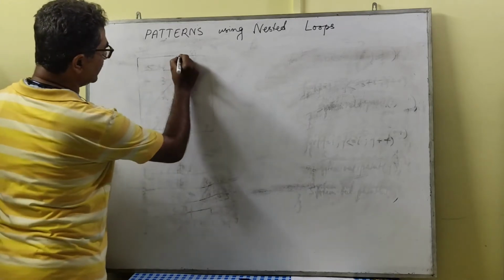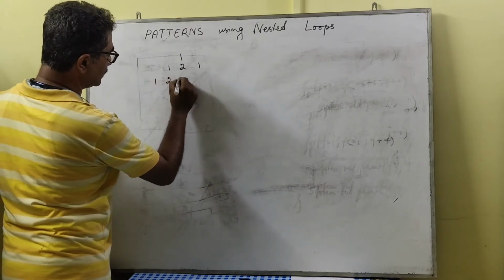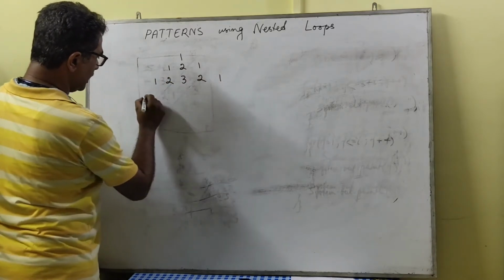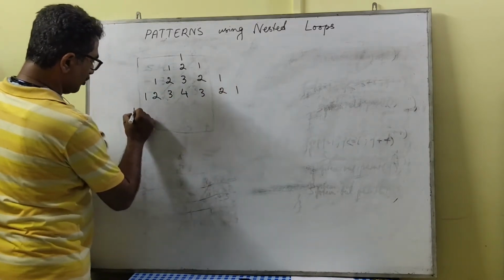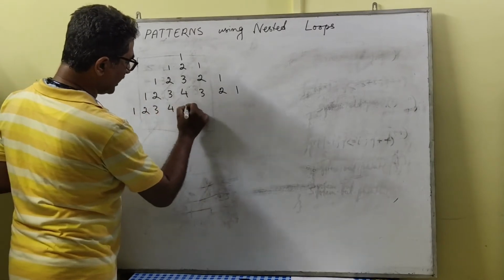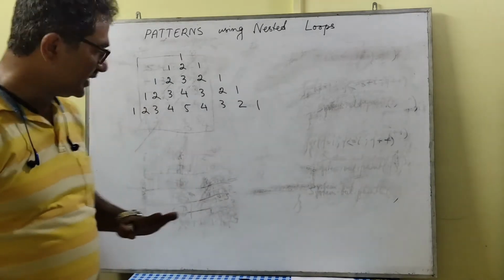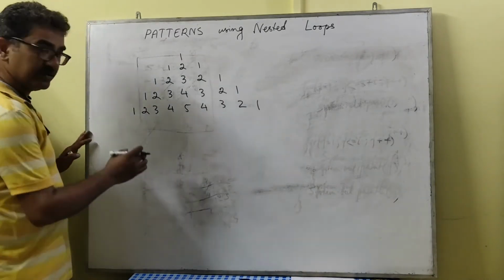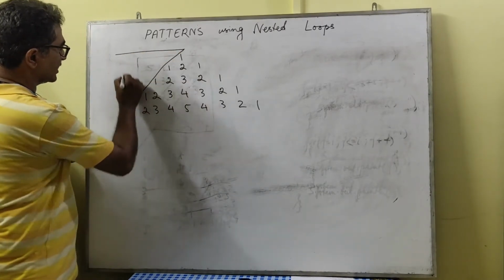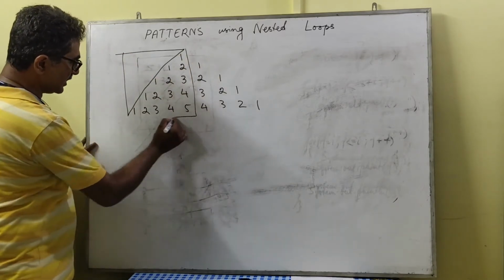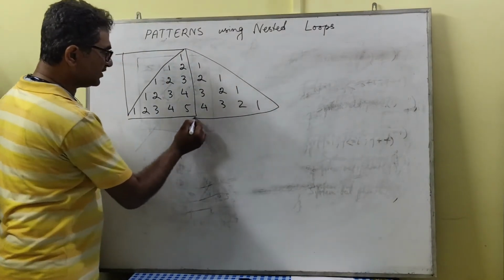Okay, let me take a pyramid pattern of this shape with these values: 1, 2 1 1, 2 3 2 1 1, 2 3 4 3 2 1 1, 2 3 4 5 4 3 2 1. Now if you look at this, basically this consists of 3 patterns. You can imagine this is one pattern consisting of space. This is one pattern consisting of this set of numbers. And this is another pattern. So we have 3 patterns.